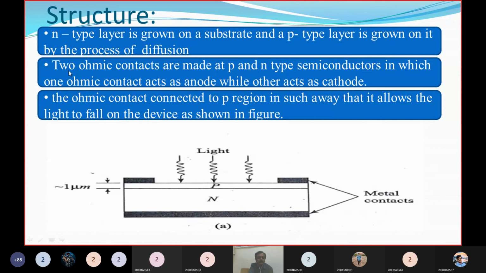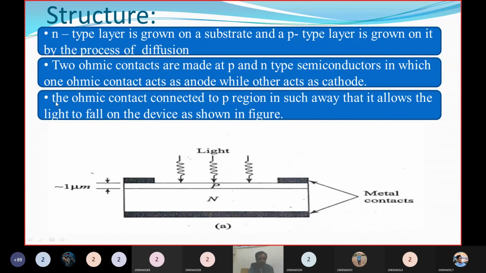One more thing here. Two ohmic contacts are made at the P and N type semiconductors, in which one ohmic contact acts as an anode while the other acts as a cathode. Already we discussed which is the anode and which is the cathode. For the N region, one metal contact is connected, and for the P region, another metal contact is connected. These act as anode and cathode. By using these contacts, we can supply the power, the voltage.